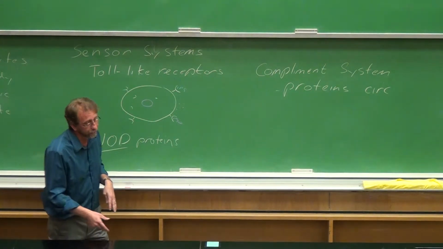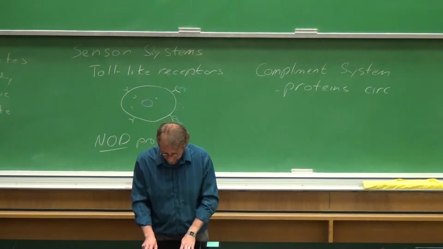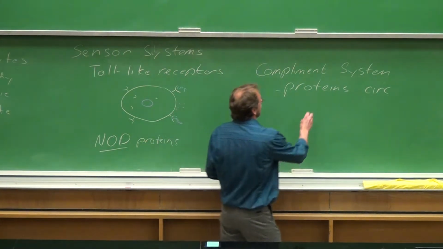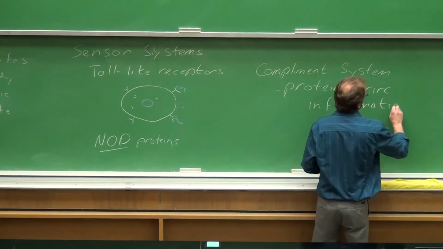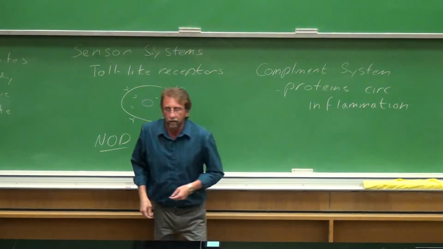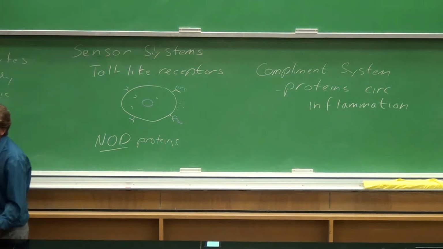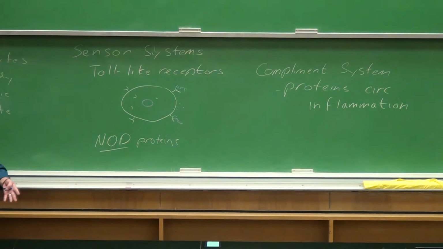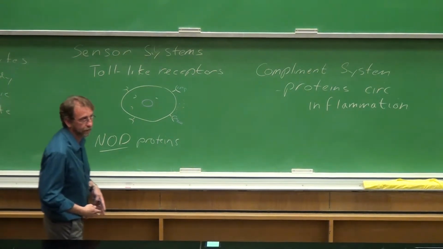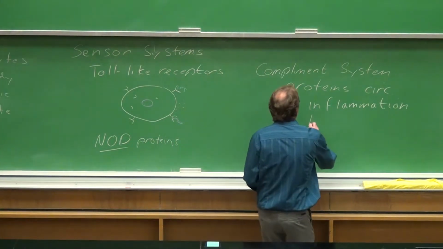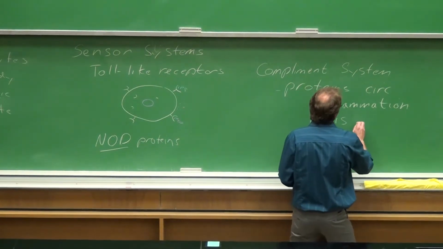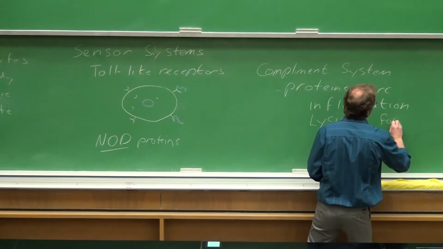And what does that then cause to happen? Well, a number of things. Could lead to inflammation. We'll talk about inflammation here shortly, but one of the things that complement does is it serves to attract macrophages to an area, sort of chemotaxis. Lysis of foreign cells.